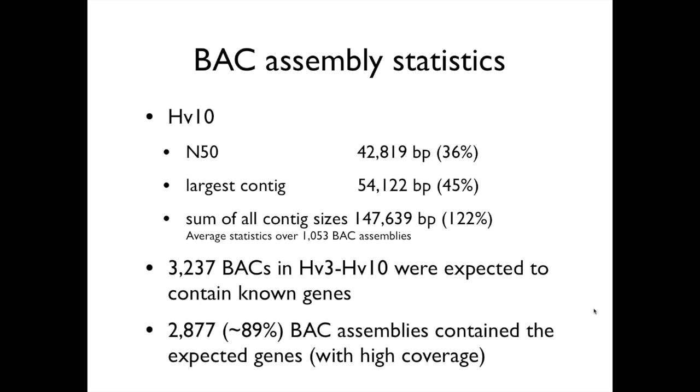We also looked at how many BACs contain genes that were expected to be contained. We knew in advance, using a different technology, that some of these BACs were expected to contain known genes. So we looked for those genes in those assemblies. And it turns out that almost 90% of those assemblies contain expected genes. We did this by blasting, essentially, assemblies against these unigenes. And the coverage is very high. It's over 90%.